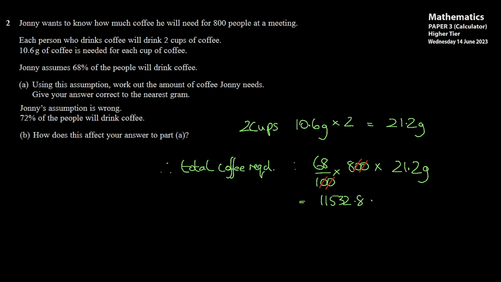And you'll find this is equal to 11532.8 grams, which if you work it out to the nearest gram is 11533. And that's to the nearest gram. And that's the first answer.